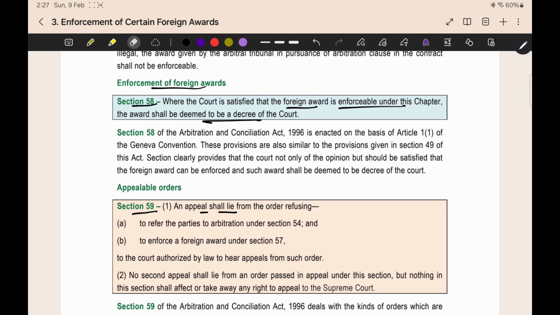Appealable orders. An appeal shall lie from the order refusing to refer the parties to arbitration or enforce a foreign award under section 57 to the court authorized by law to hear appeals from such order. For example, if a court is not referring you to arbitration under section 54, or a court is not setting aside an award or refusing the enforcement under section 57, under these sections you can go for an appeal. For a court which is authorized to hear the appeals. No second appeal shall lie. Only one appeal you can go, but this section does not take away any right to appeal to the Supreme Court. Same as the New York Convention.